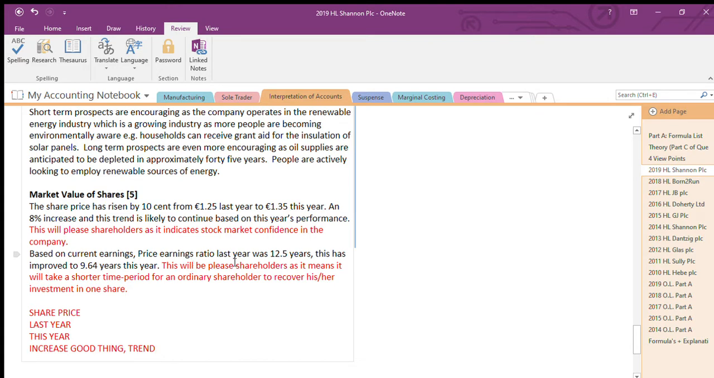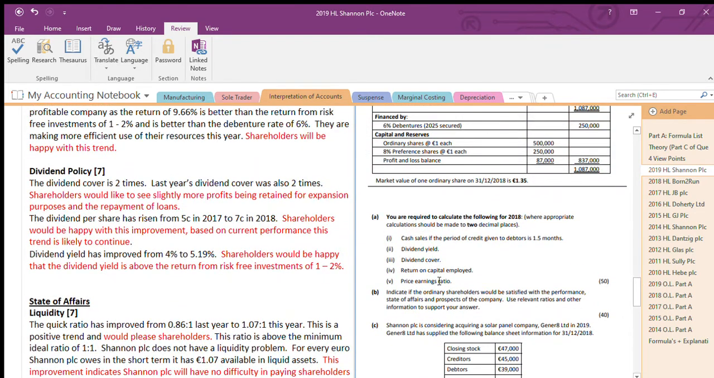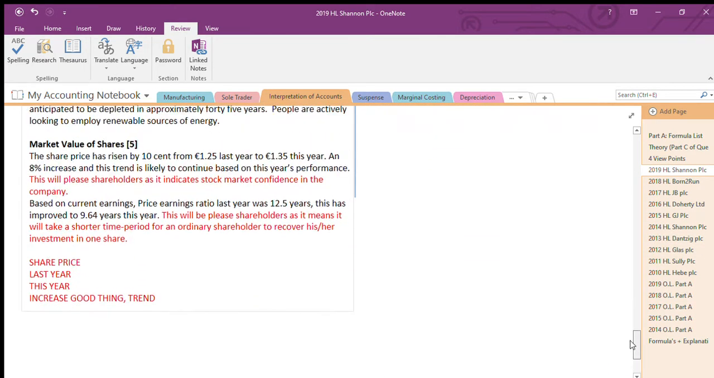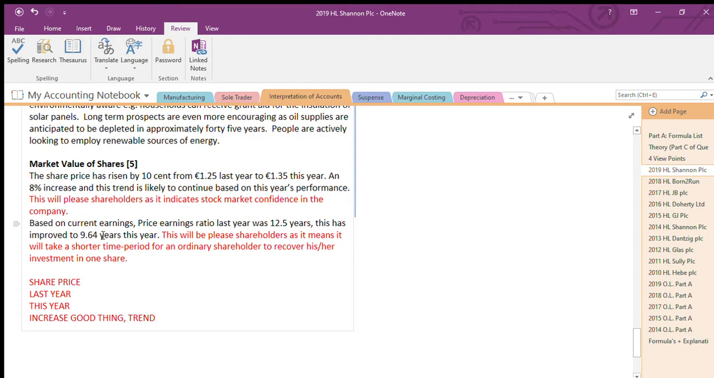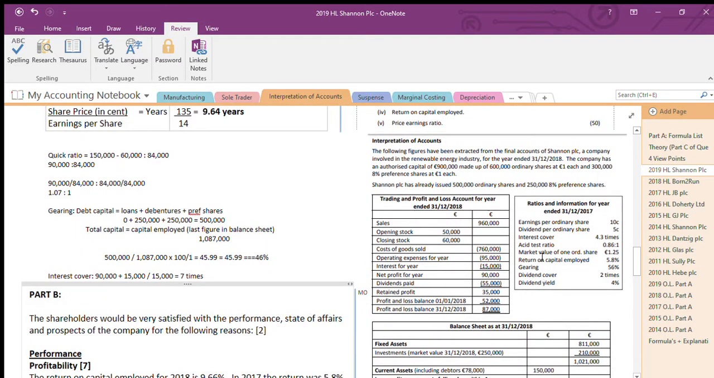But what am I going to do for this ratio? Because this one's going to be a little bit more complicated. Price earnings ratio. So if I go up to the question, I worked out the price earnings ratio already, part V. So if I go right up to the top, I can see that I worked out the price earnings ratio was 9.64 years for this year. That's why I stated below here that for this year, price earnings ratio was 9.64. But what about last year? Where is it?